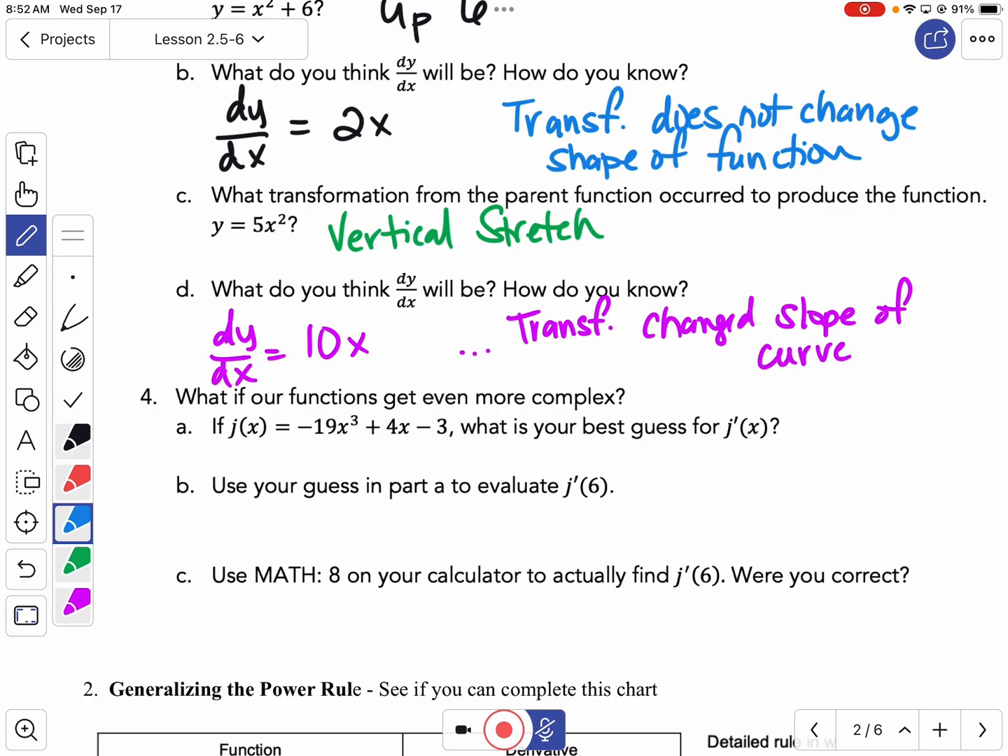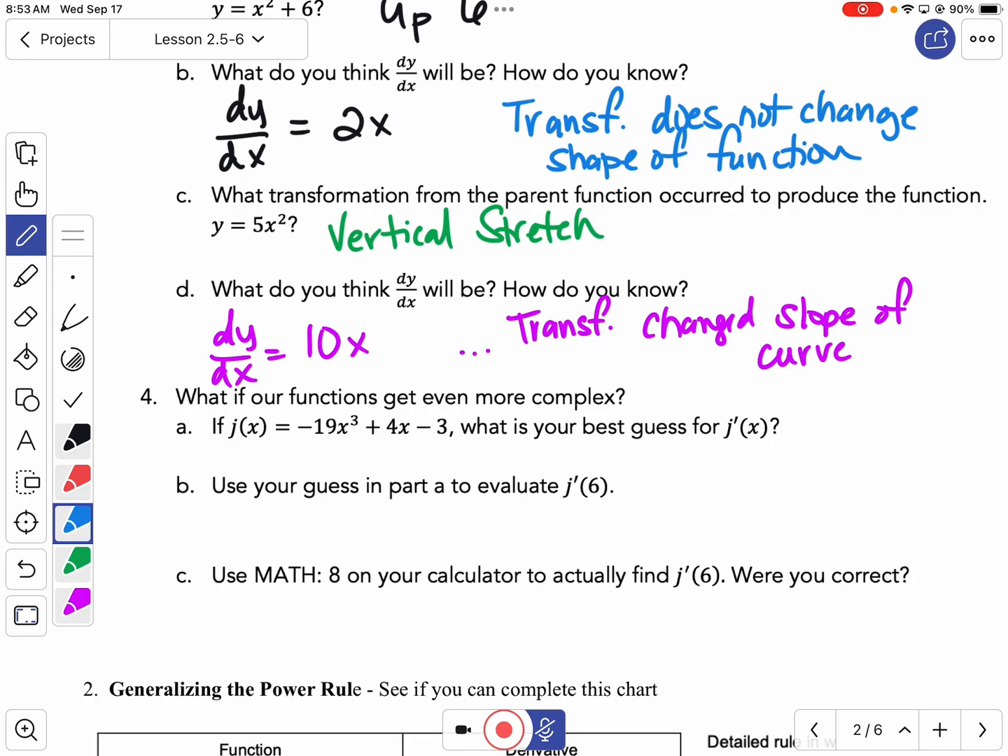Now, back up there, that transformation of up 6, if I think about the number 6 as just y equals 6, what does that look like if I graph y equals 6? It's a horizontal line. What would be the slope of any horizontal line? 0. Okay, so that's why a transformation of up 6 doesn't change my derivative, because 6 is a constant.